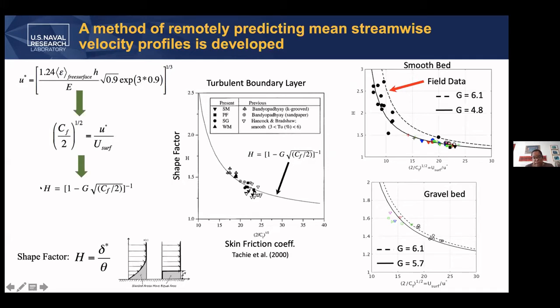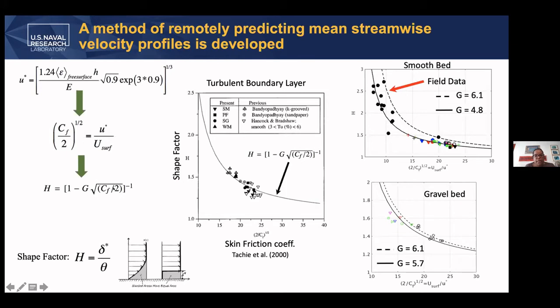The shape factor, if you recall from your undergraduate fluid dynamics class, is the displacement thickness divided by the momentum thickness. It's this ratio right here. Basically, it's describing what this profile looks like. It's describing the dynamics of this profile. So this simple relationship holds in the boundary layer literature. And when I plotted my open channel flow data, the data demonstrate that this relationship holds.